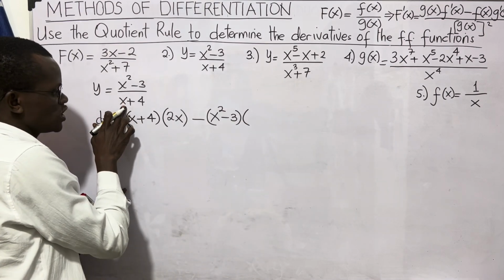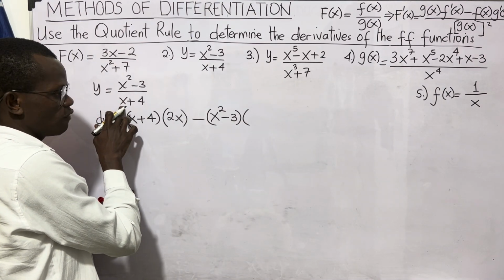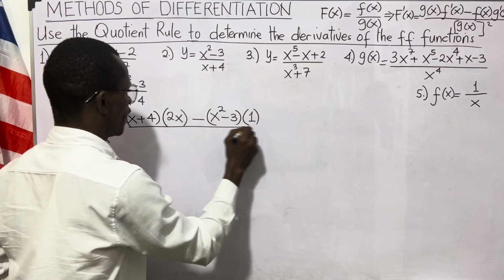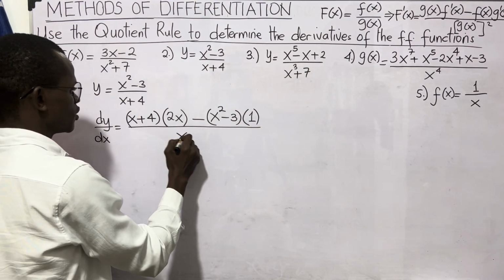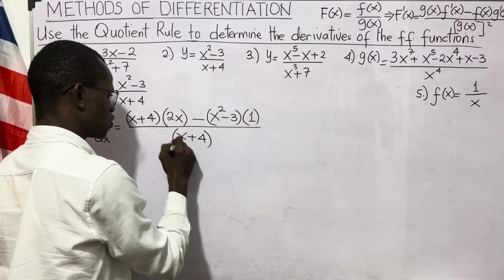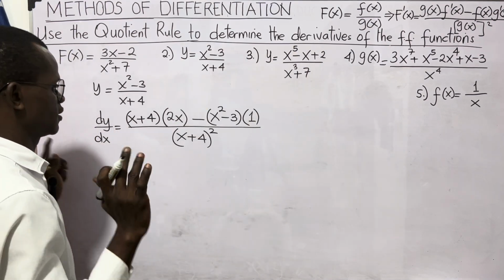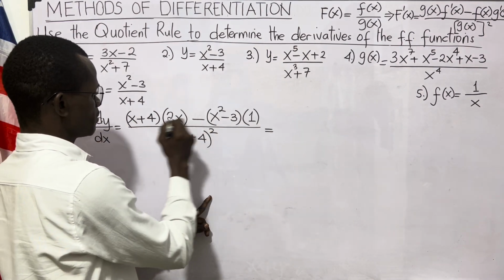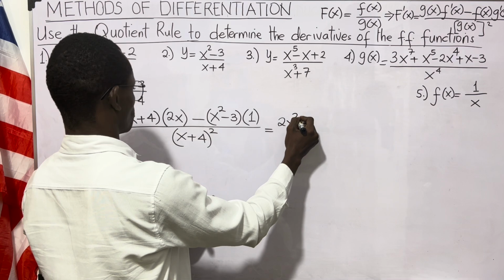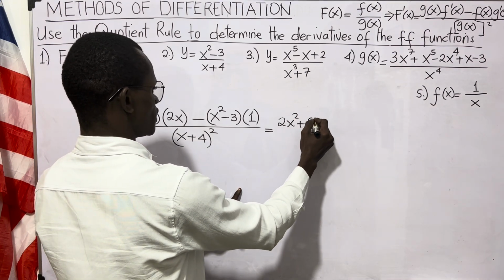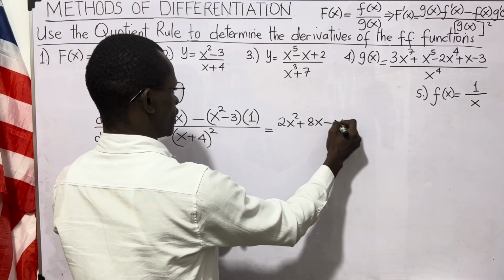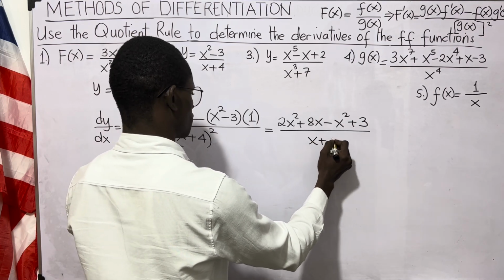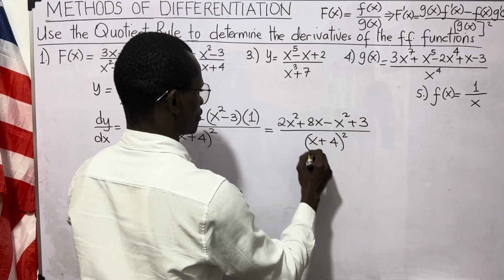And we now differentiate the denominator. So the derivative of x is just equal to 1, divided by this denominator, x plus 4, squared. That is it. We are done. So we simplify now. We get 2x times x is 2x squared plus 8x minus x squared plus 3, all over x plus 4 raised to the second power.